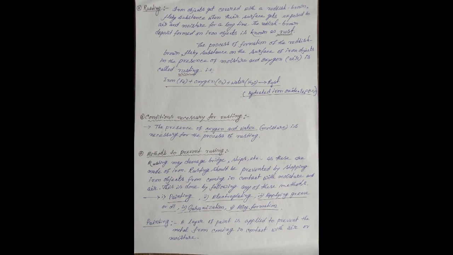Combustion occurs in a variety of materials, but rusting occurs only in materials associated with iron. In combustion, a large amount of energy is released during the process, but in rusting, heat energy is released gradually in a small amount.